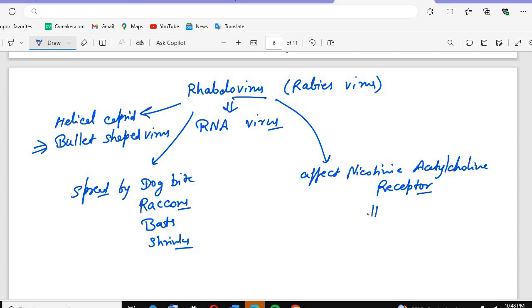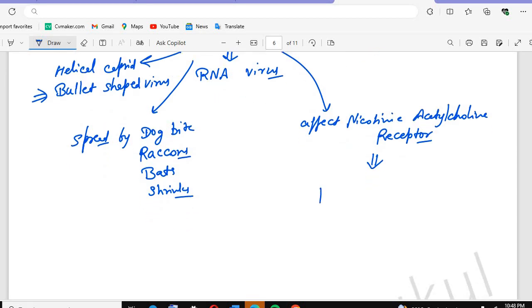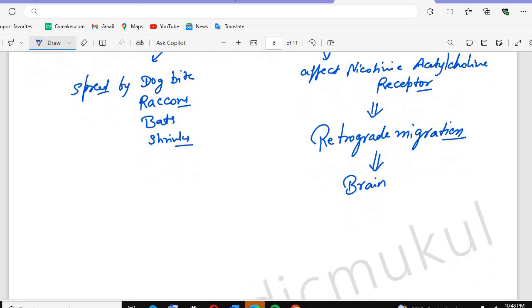In the options or in the question itself, they may mention retrograde migration. Remember, retrograde migration is seen in rabies. They affect the nicotinic acetylcholine receptor, and after that they migrate backward, retrogradely, to the brain. If it affects the brain, the patient will have hydrophobia and photophobia. This is the severe condition seen in the rabies patient.